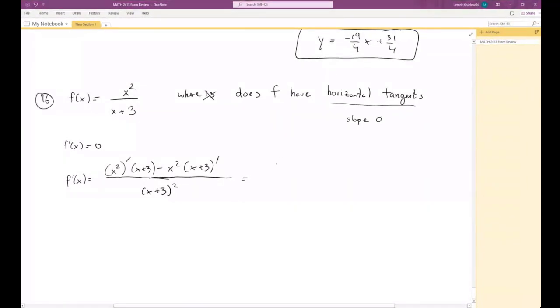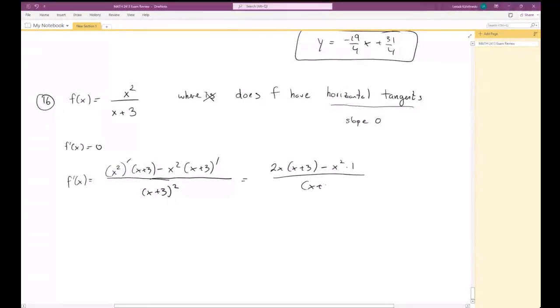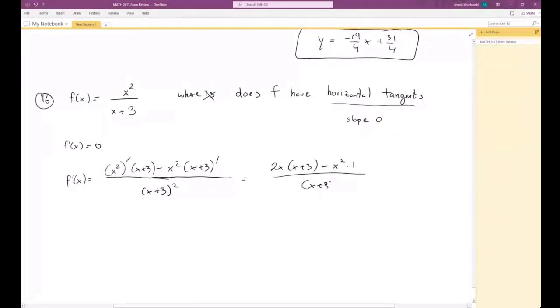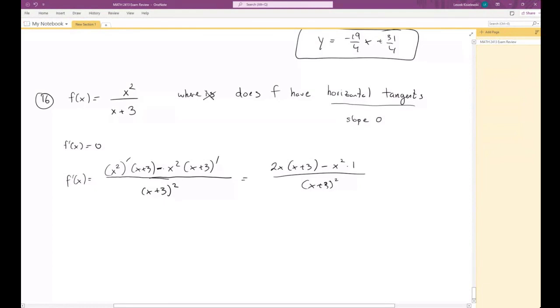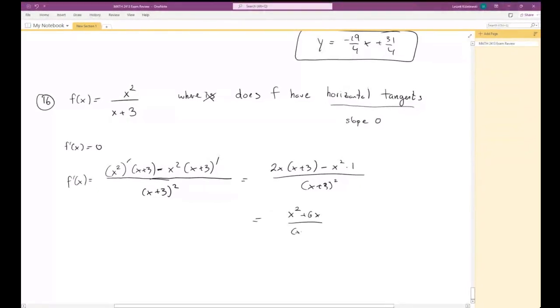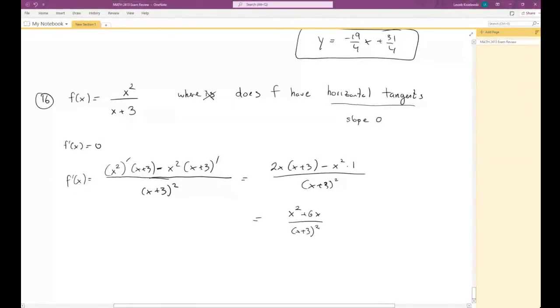Okay, so I just wrote the structure of the quotient rule, and I'm just going to differentiate. The key is to remember there's a minus in between, and then you first differentiate the top, the first thing, if you will. All right, so simplify. That gives me x squared plus 6x, all divided by (x plus 3) squared.